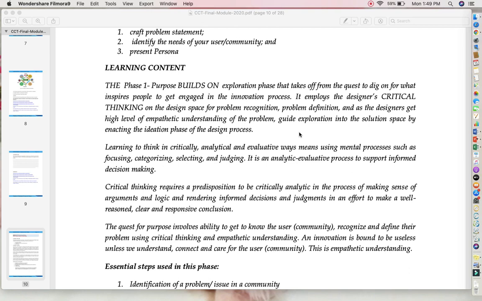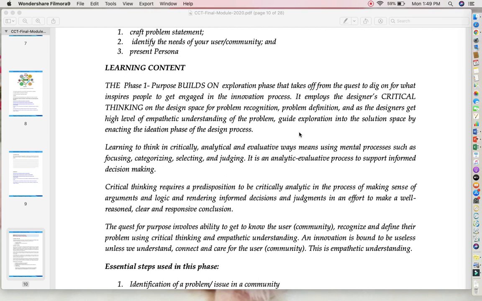Purpose builds on the exploration phase that takes off from the quest to dig for what inspires people to get engaged in the innovation process. It employs the designer's critical thinking on the design space for problem recognition, problem definition, and as the designer gets a higher level of empathic understanding of the problem, guides exploration into the solution space by enacting the ideation phase of the design process.